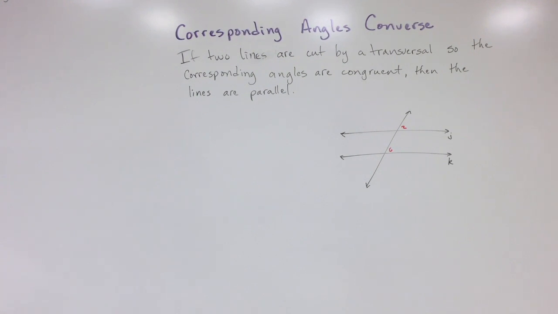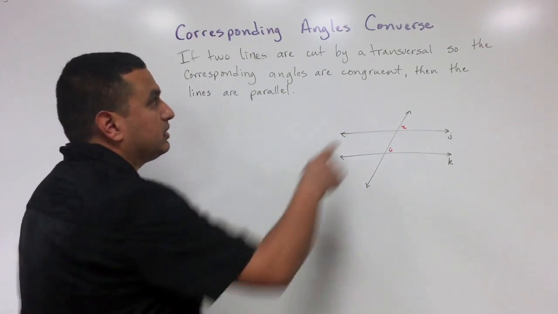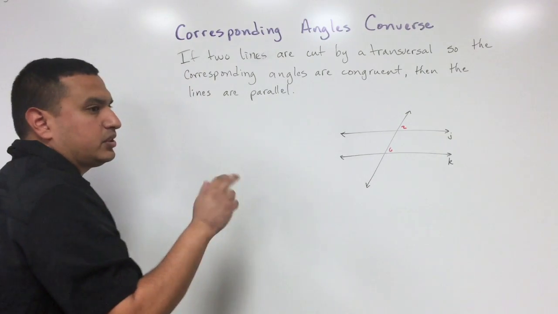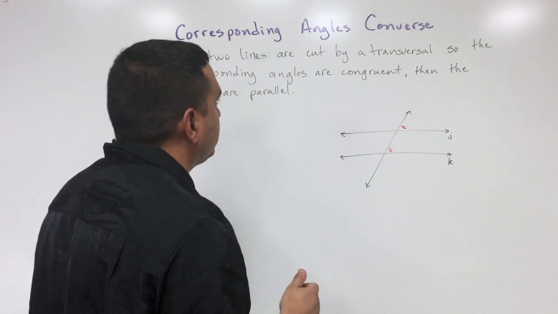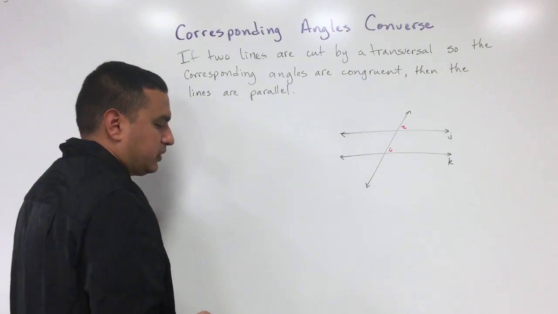The corresponding angles converse theorem says that if two lines are cut by a transversal so the corresponding angles are congruent, then the lines are parallel. With this lesson, we're working our way backwards. That's why it says converse. We've switched the hypothesis and conclusion of what we did when we talked about parallel lines cut by a transversal.